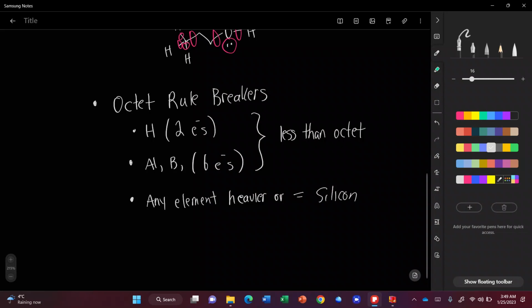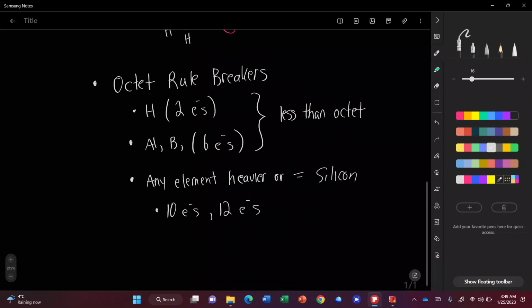If you look at the periodic table, silicon is directly below carbon, so silicon and anything that has a higher atomic number than silicon technically can have an expanded octet, which means that it can have 10 electrons, or sometimes as many as 12 electrons. There are some organic compounds that you'll see in your textbook that have expanded octets of 10 or 12 electrons. But that's really all there is to know about the octet rule.